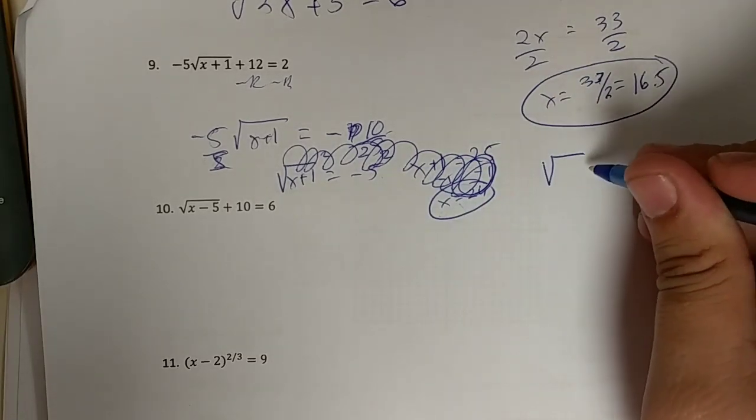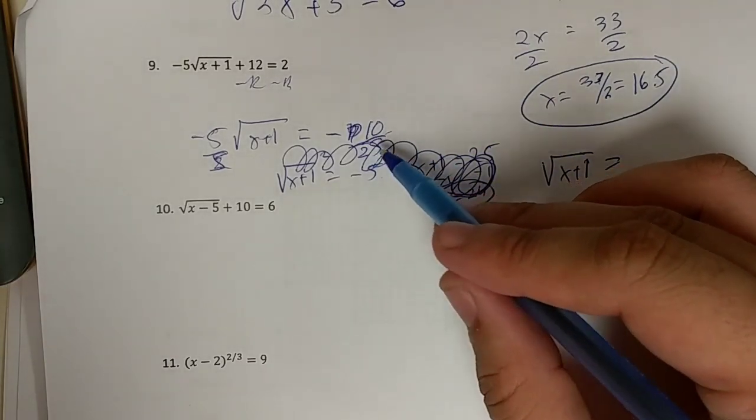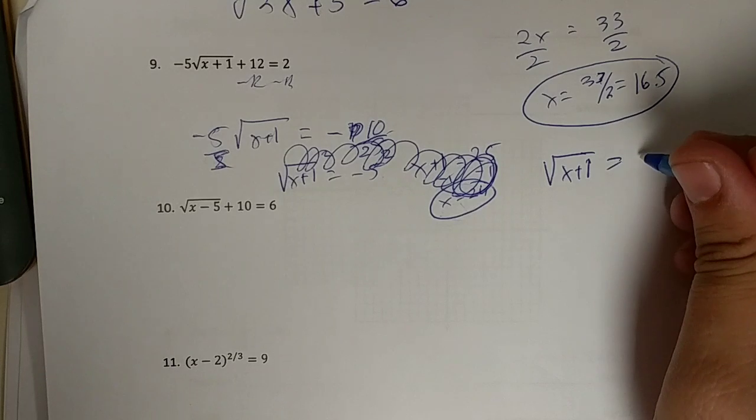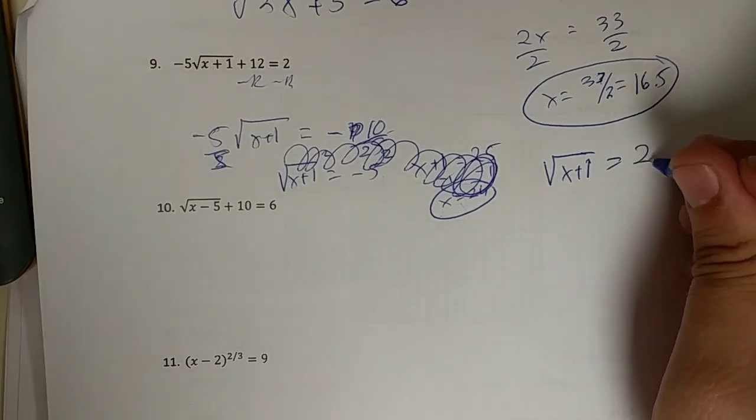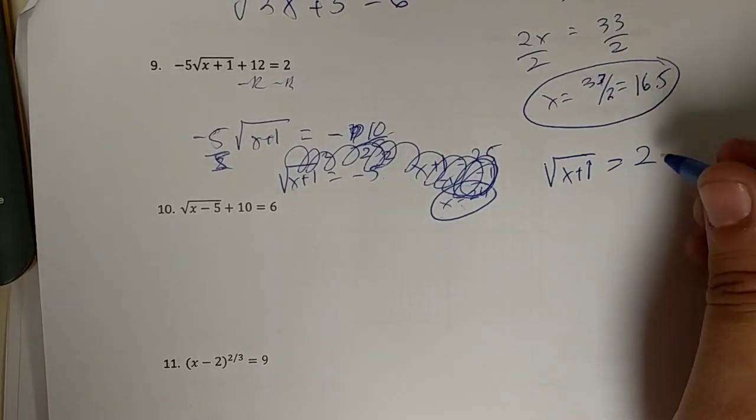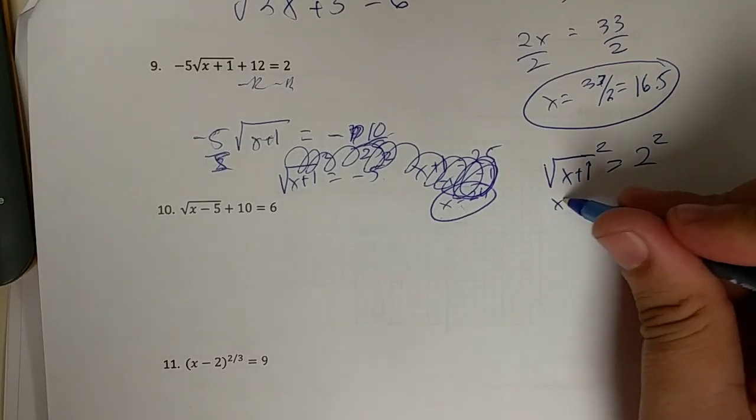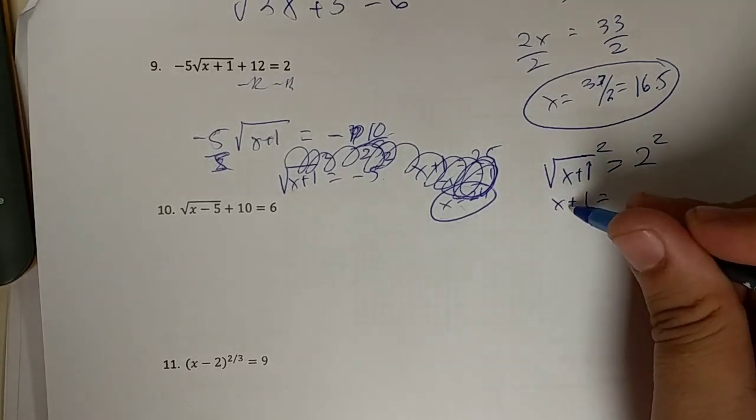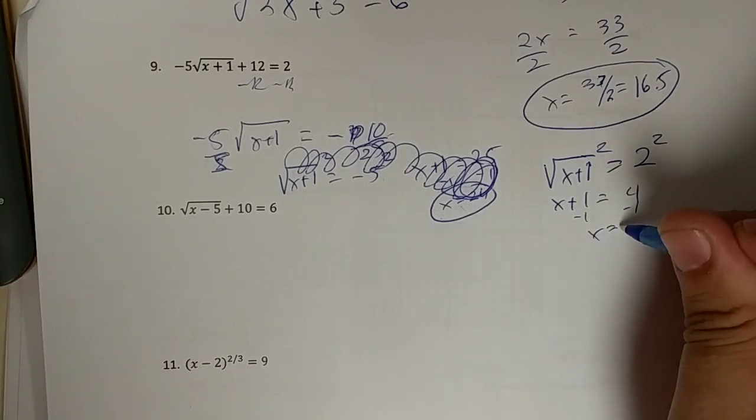So I have the square root of x plus 1 equals negative 10 divided by negative 5. Oh no, it's positive 2. Yeah. So negative 10 divided by negative 5. It doesn't really matter when you square it. It's negative and positive, squares the same. My bad on that, guys. So x plus 1 equals 4, minus 1 minus 1, x equals 3.